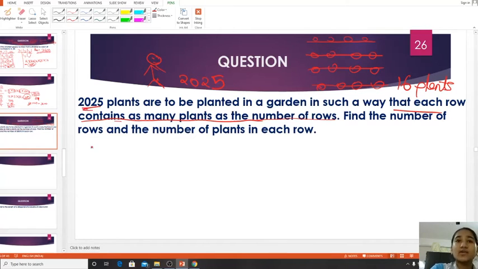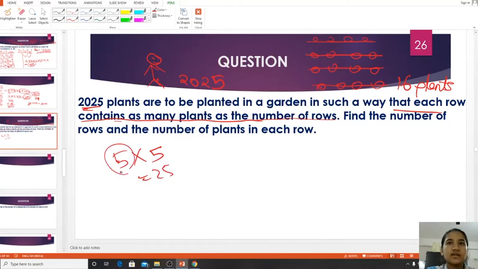So can you guess what we should do in this case? We have to find the square root of 2025. Why? Because if we multiply that square root 2 times with itself, for example, if we get 5, if we multiply, we are going to get 25. That means these are the number of rows and these are the number of plants in each row. Okay, that's why.